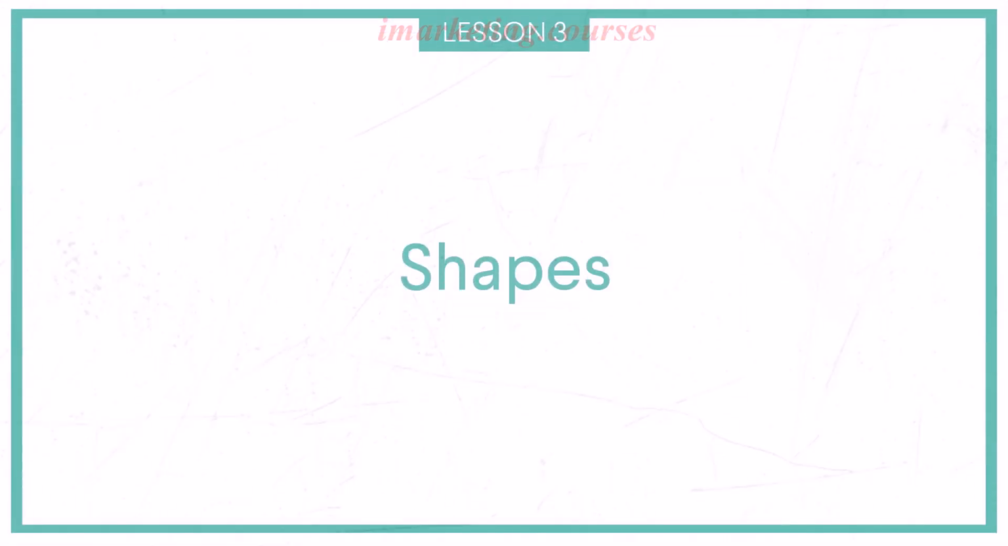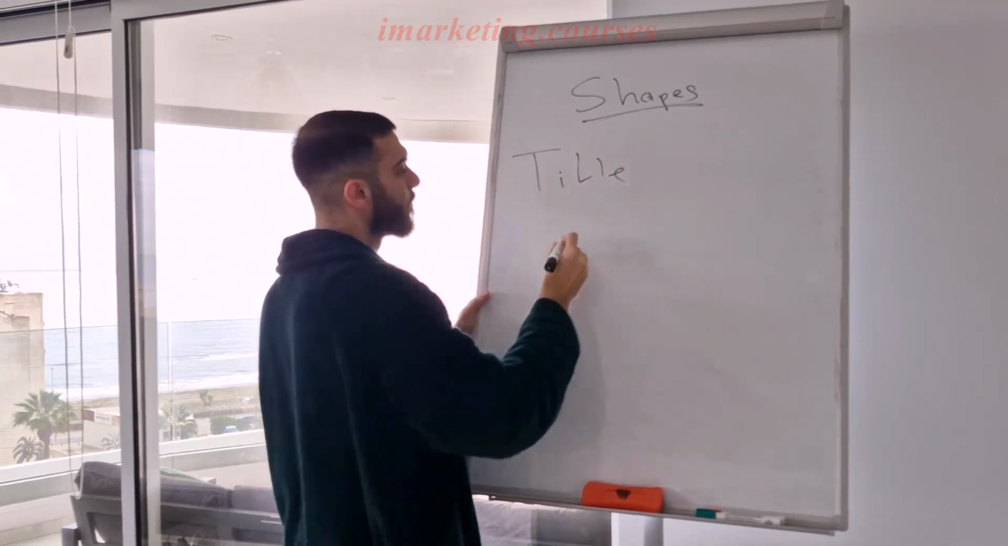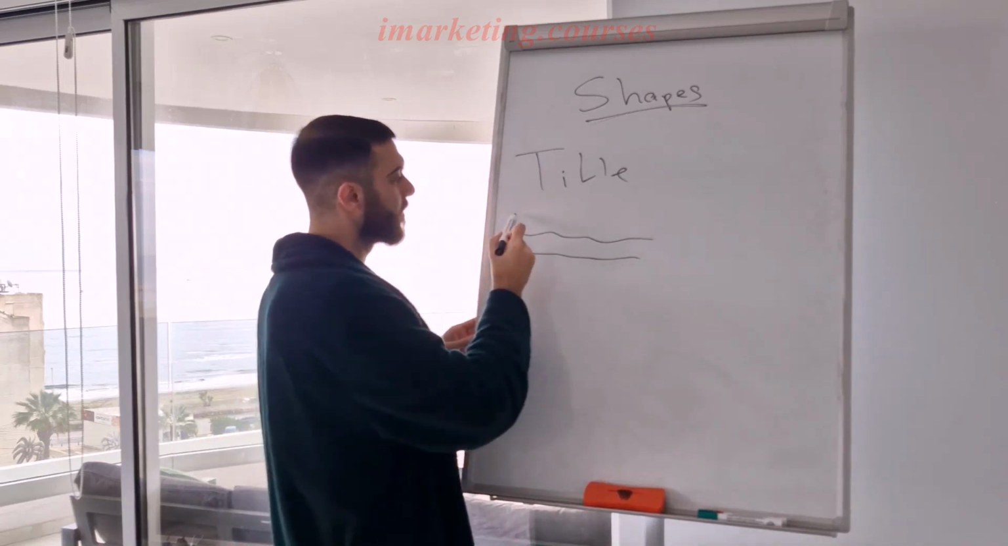Okay, so shapes. Let's talk about shapes. How are you going to use shapes effectively in your book cover design? One thing I like to do is if I have a title and then under it I have my subtitle like this, sometimes it's a good idea if I add a line.